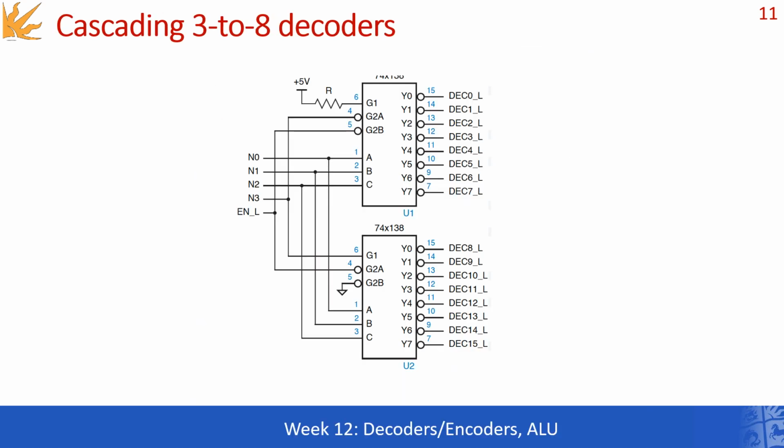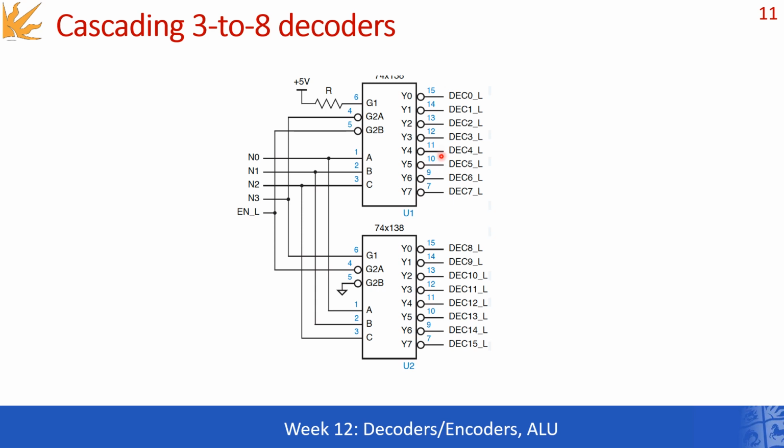Now let's see together the case of cascading 3 to 8 decoders. This falls in a broader category when you're using multiple binary decoders in order to decode larger code words. Now these two decoders over here, when you put together these two 3 to 8 decoders, they result in a 4 to 16 decoder. And let's see how this works.